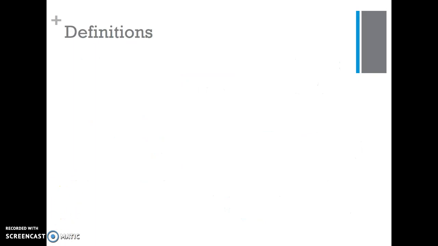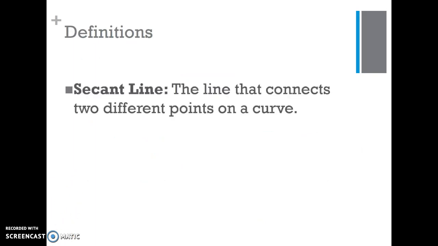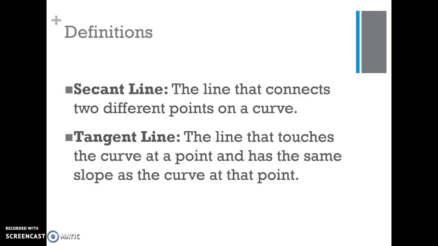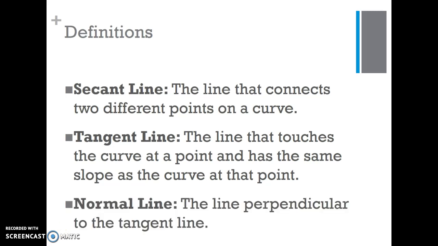Alright, so some definitions. The secant line, we drew that before. That's a line that connects two different points on a curve. The tangent line is a line that touches the curve at a single point and has the same slope as the curve at that point. And then the last one is a normal line. The normal line is used sometimes in optics, where you have a lens and you want to figure out the line that's perpendicular to the lens. So the normal line is the line that's perpendicular to the tangent line.